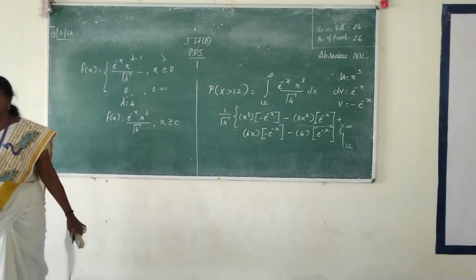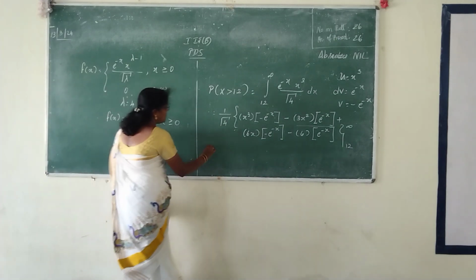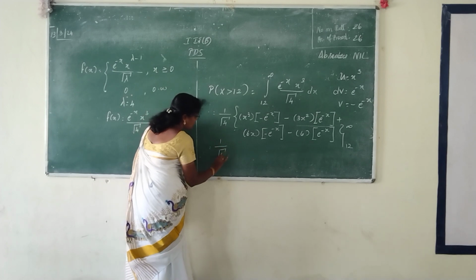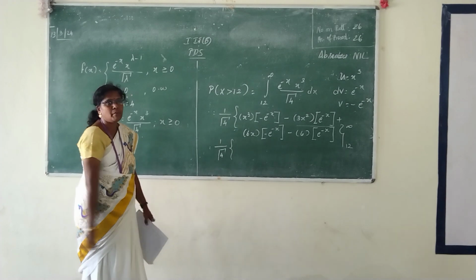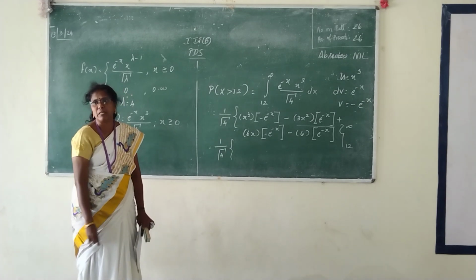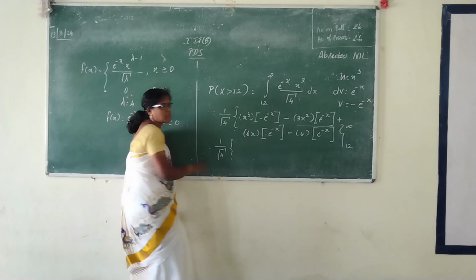Okay, substitute the limit values. What happened to the upper limit? What is the upper limit you substitute now? Infinity. Everywhere you are having e power minus infinity. So what is e power minus infinity? 0. So the upper limit fully becomes 0.